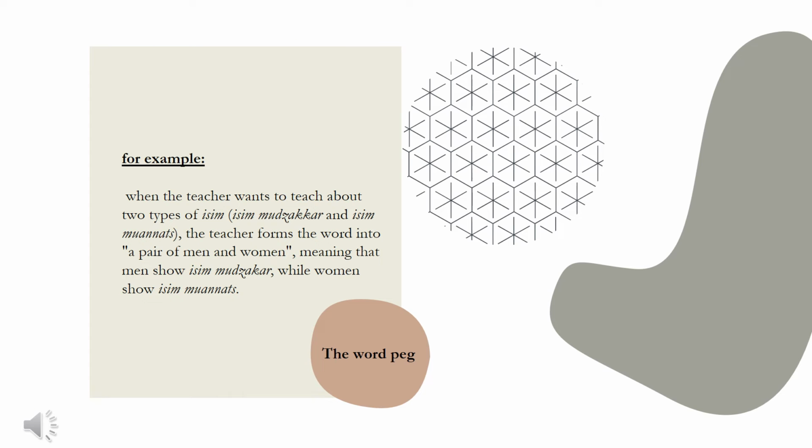And then the word pack is a technique as a new memory hub by utilizing the parts that have been arranged and made in pairs. For example, when the teacher wants to teach about two types of isim muzakkar and isim muannas, the teacher forms the words into a pair of man and woman, meaning that man stands for isim muzakkar while woman stands for isim muannas.